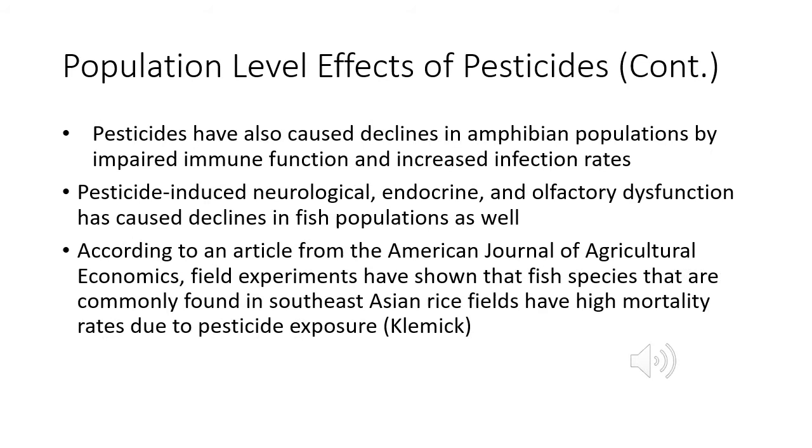Not only have pesticides been found to have negative effects on bird populations, pesticides have also caused declines in amphibian populations by causing impaired immune function and increased infection rates. Pesticide-induced neurological, endocrine, and olfactory dysfunction has also caused declines in fish populations as well. According to an article from the American Journal of Agricultural Economics, field experiments have shown that fish species that are commonly found in Southeast Asian rice fields have high mortality rates due to pesticide exposure.